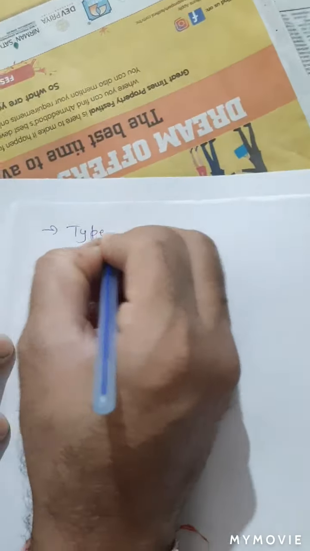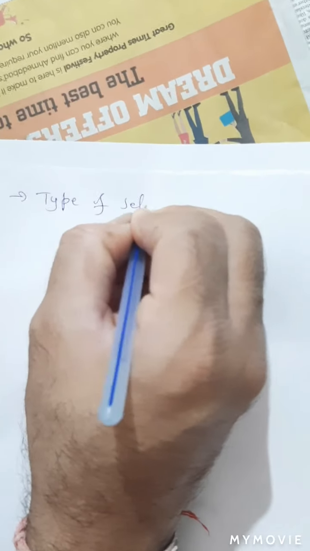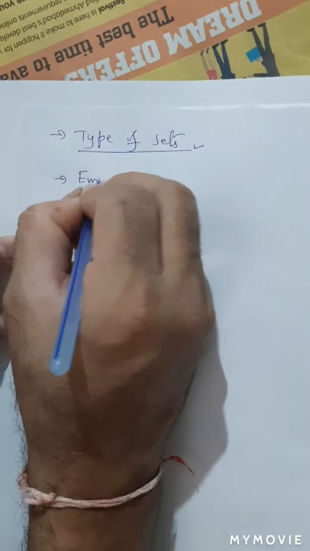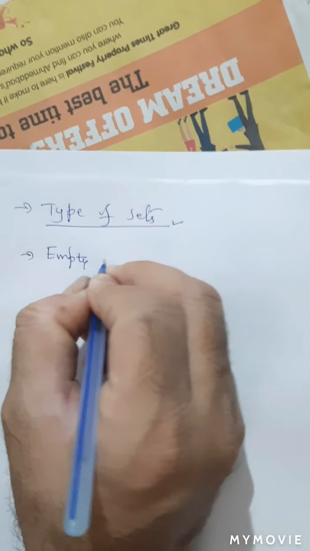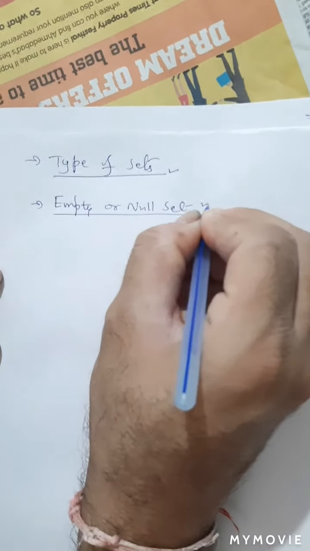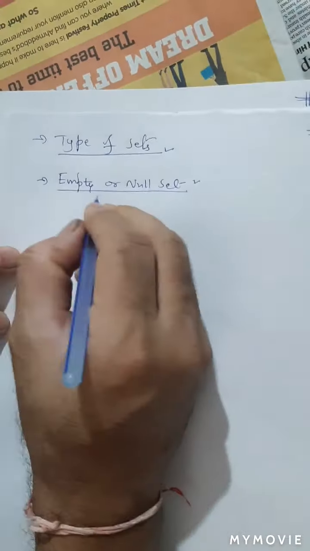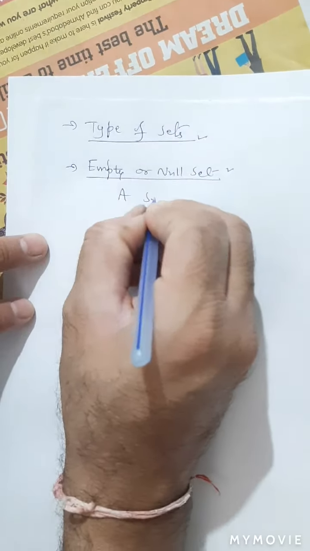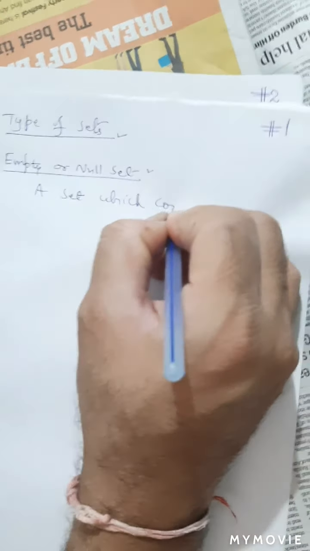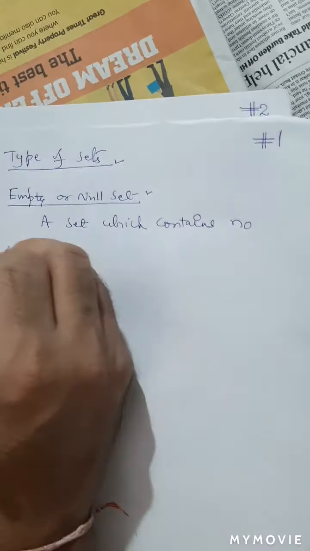So today we discuss some special types of sets. The first one is sometimes called the empty or null set. Now what is an empty or null set? That is a set which contains no element.